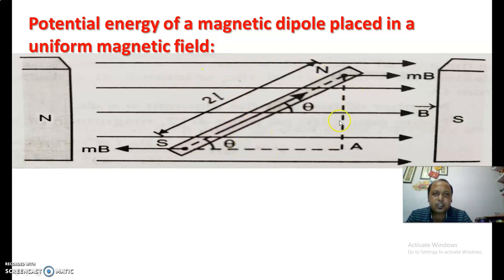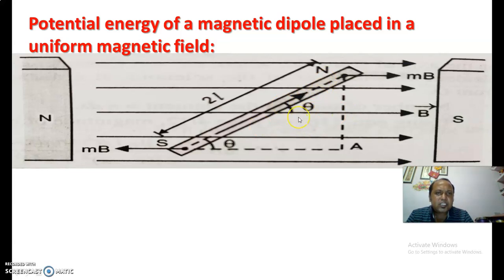in this region. So here we have placed a bar magnet, or we can say a magnetic dipole, which has a south pole and a north pole, and the dipole moment is acting in the direction from the south to the north of the pole. And you can see that the angle made by the dipole with the magnetic field is theta. So theta is the angle which the dipole makes with the magnetic field.